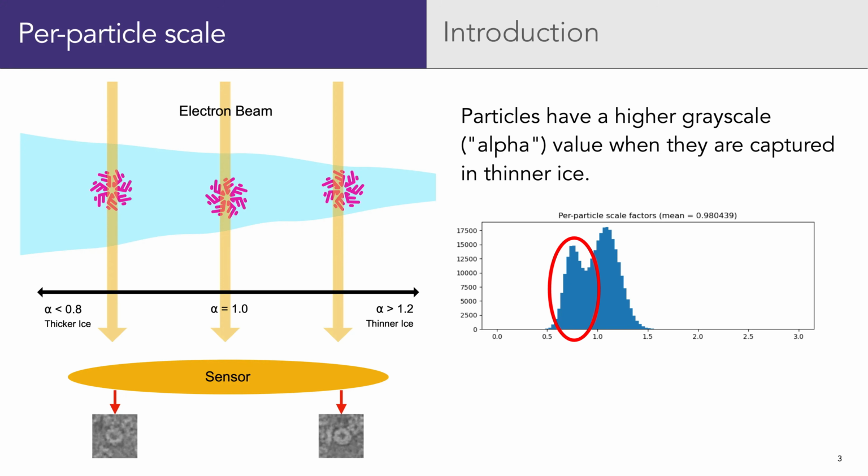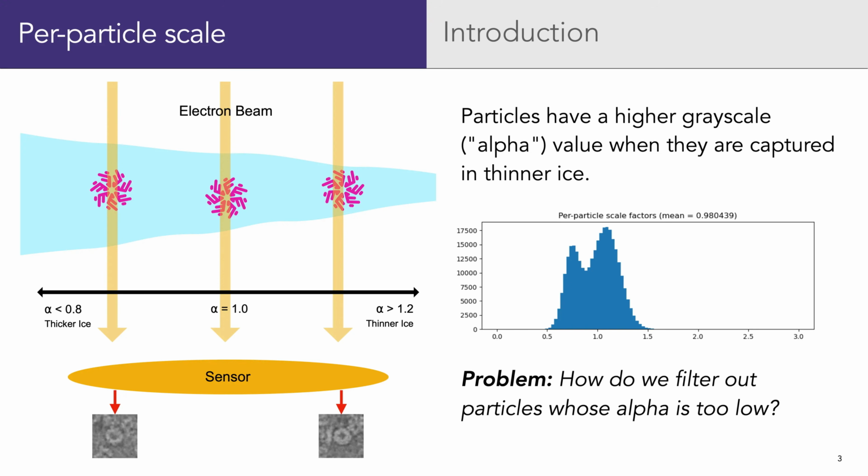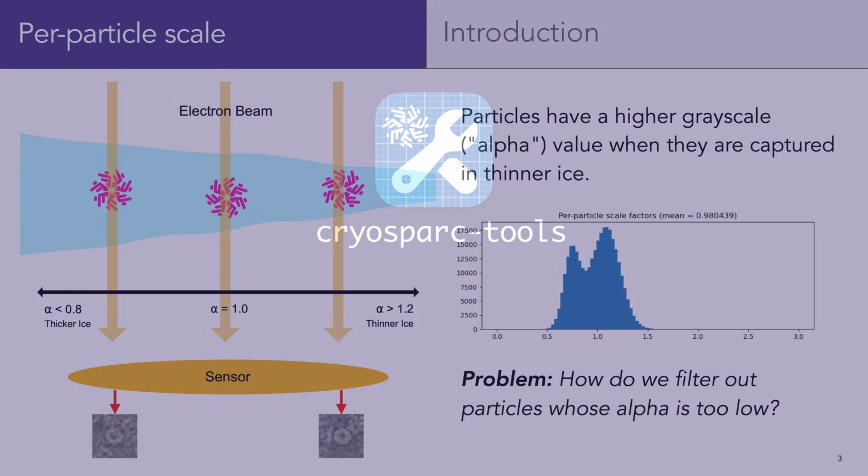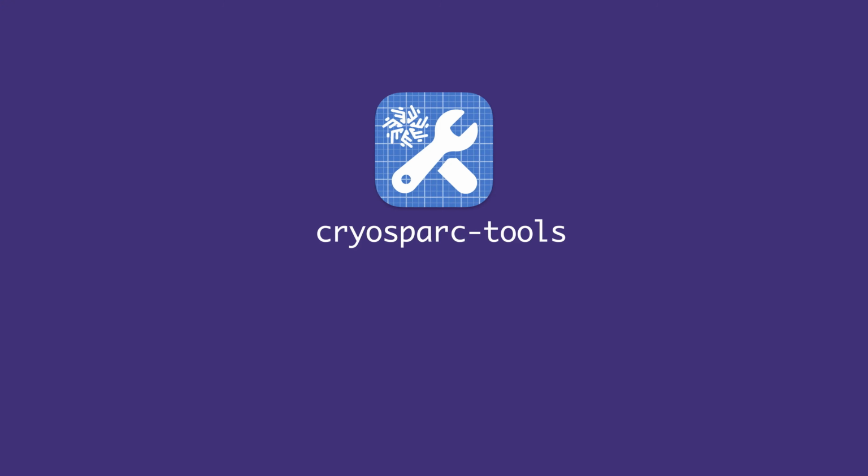I'd like to know, can I improve the quality of my final volume if I filter out the low alpha particles? New versions of CryoSPARC have a job that can do this, but let's say that job didn't exist, or there was another quality that we wanted to filter our particles by that CryoSPARC doesn't yet support. How would we do this? This is where CryoSPARC Tools comes in.